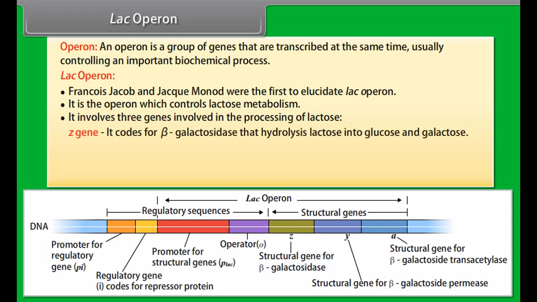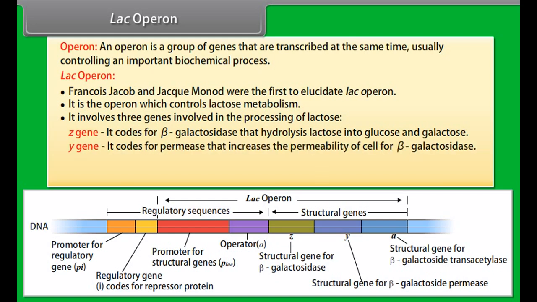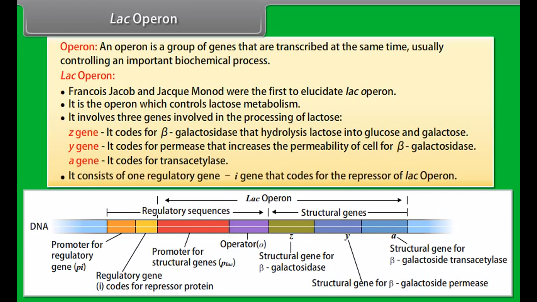Z gene. It codes for beta-galactosidase that hydrolyzes lactose into glucose and galactose. Y gene. It codes for permease that increases the permeability of the cell to beta-galactosidase. A gene. It codes for transacetylase. It consists of 1 regulatory gene, the I gene, that codes for the repressor of the LAC operon.